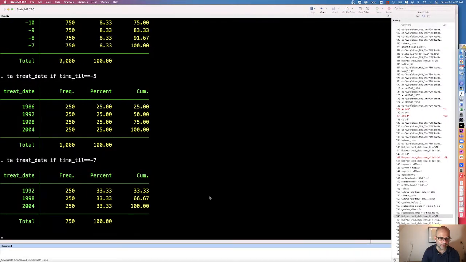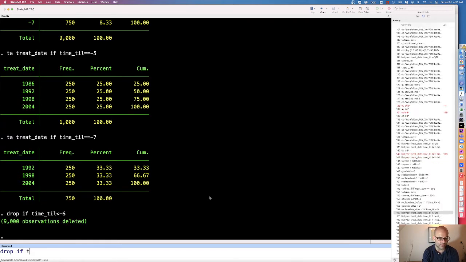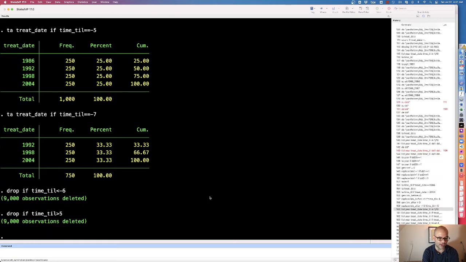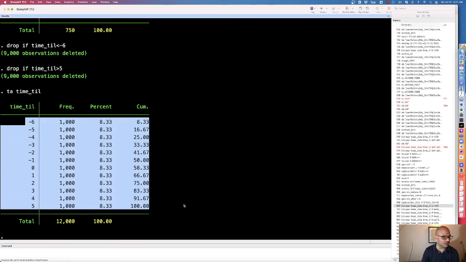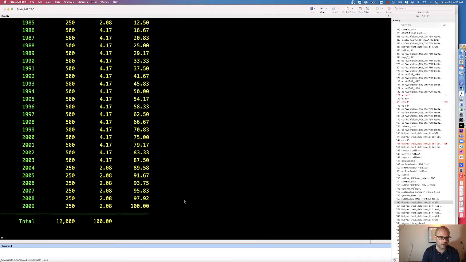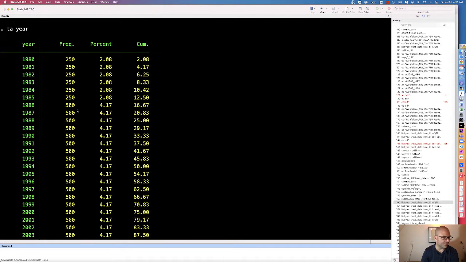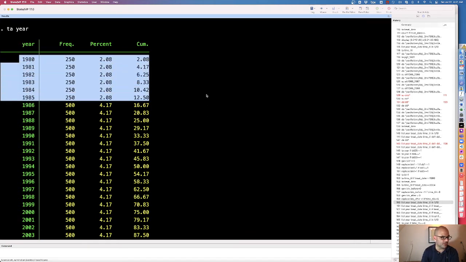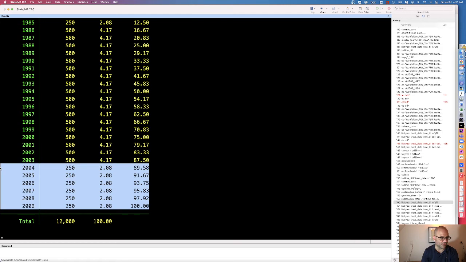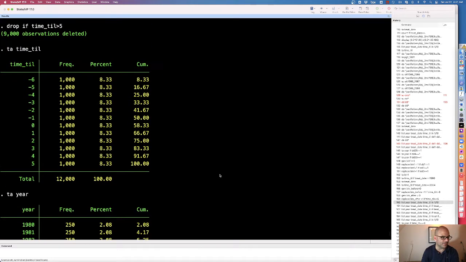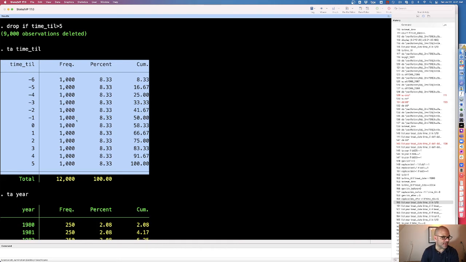And so what would that mean? That would mean this: drop if time till is less than or equal to -6, drop if time till is greater than 5. Okay, now I've got balance in relative time, but look, I've got imbalance in calendar time because I've only got 250 observations for the pre-1986, and I've only got 250 observations for that. But in terms of relative time, it's perfectly balanced. And I did that through trimming.